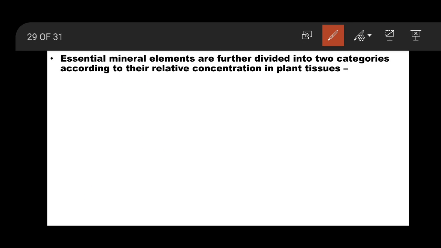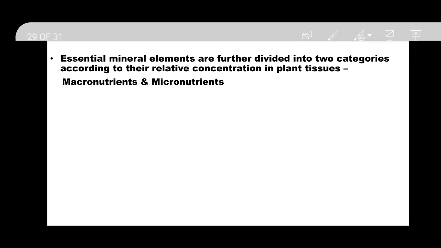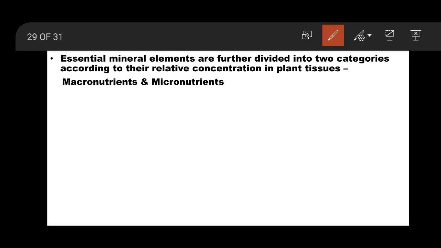Essential mineral elements are further classified into two categories according to their relative concentration in plant tissue. तो उनका concentration, एक एलिमेंट ले लो आप लोग, कौन सा भी एलिमेंट, उसका एनालिसिस करना चाहते हो, तो वो एसेंशियल है, कौन से कैटेगरी में उसको बिठाना है. तो इसके लिए दो कैटेगरीज होती है एक्चुअली, माइक्रोन्यूट्रिएंट्स एंड मैक्रोन्यूट्रिएंट्स.